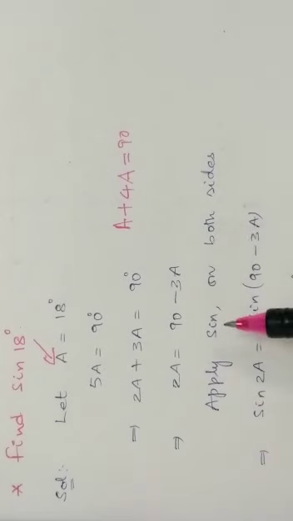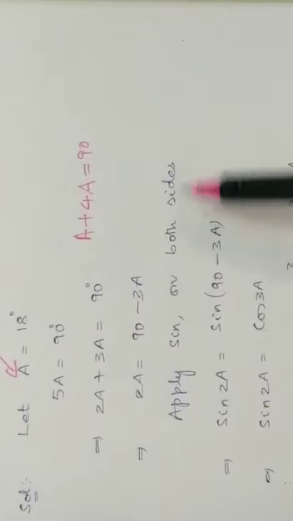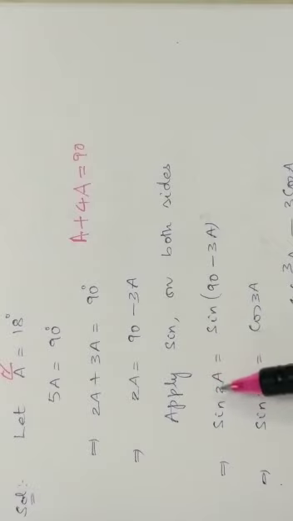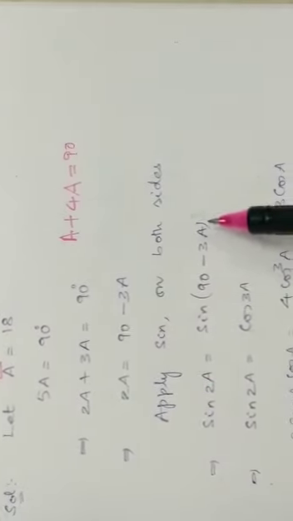As and when it is for trigonometric ratios, you have to write the word applying instead of multiplying. So, apply sine on both sides. So, sine 2A equal to sine of 90 minus 3A.